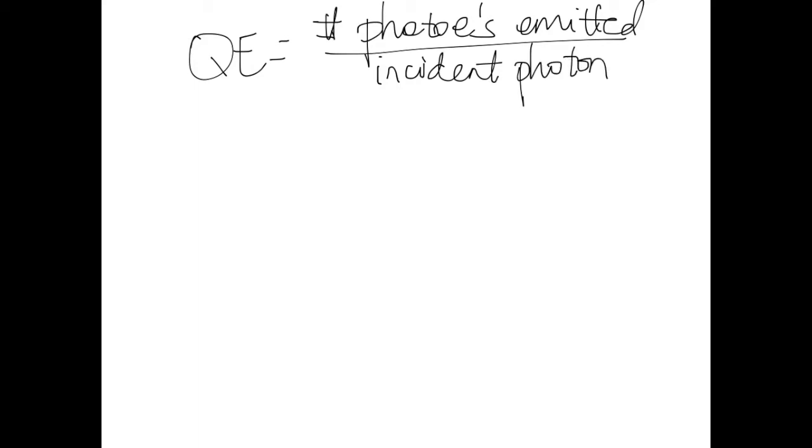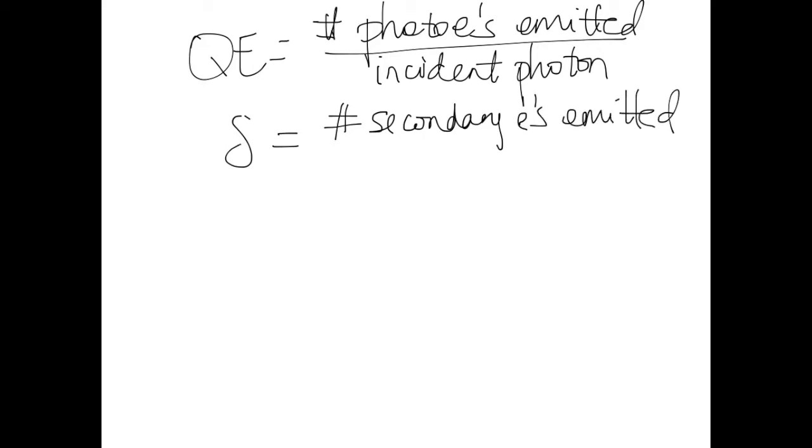The second one is this thing called little delta, and that is the multiplication of a single dynode. This is the number of secondary electrons emitted per incident primary neutron.